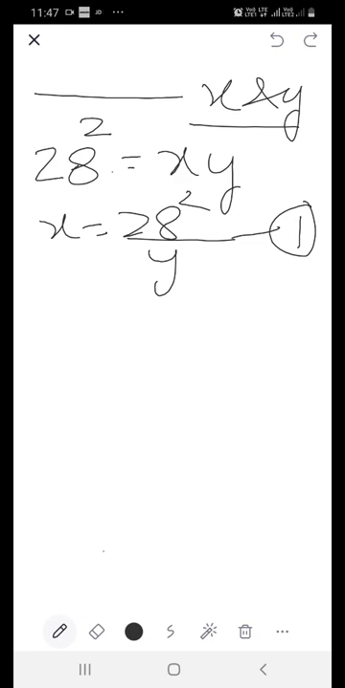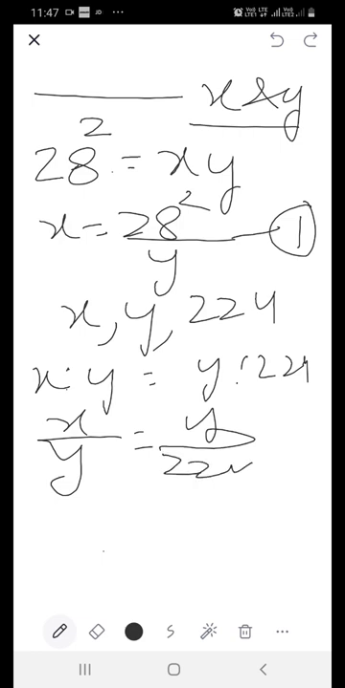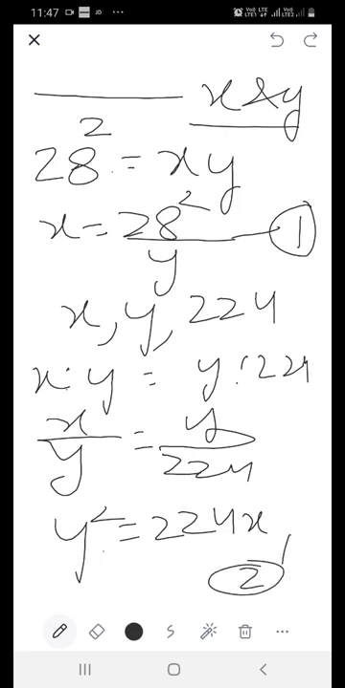Now it also says that the third proportion is 224. If the third proportion is 224, I told you to place the third proportion at the third place. So 224 will be placed at the third place. Now you can form again the proportionality. Y will be repeated. X is to y is equal to y is to 224. X upon y is equal to y upon 224. Y square becomes equal to 224x. This is your second equation. Y square is equal to 224x.